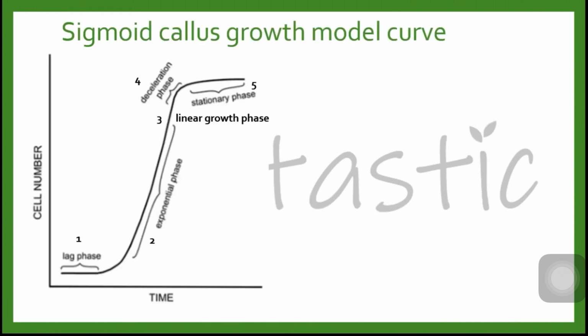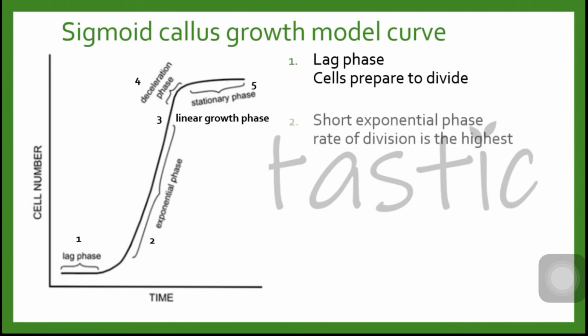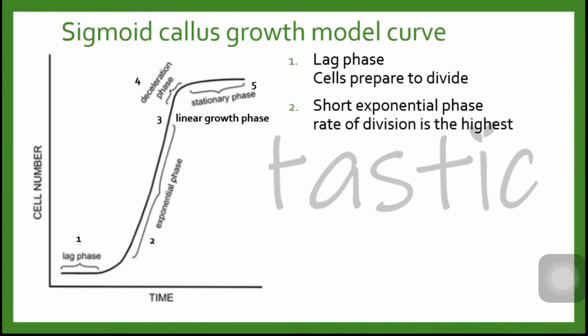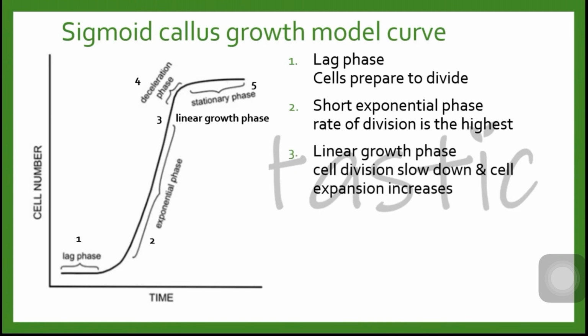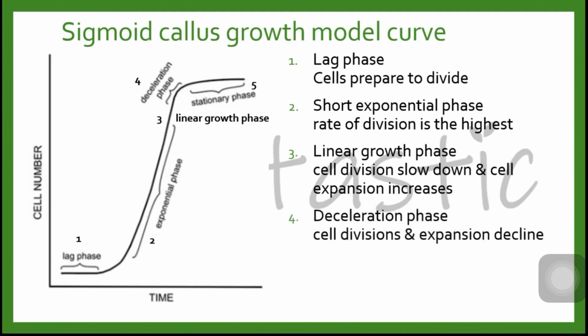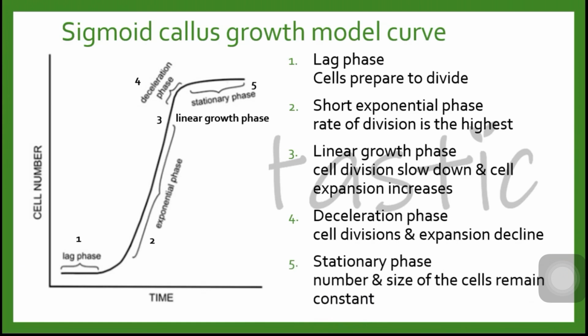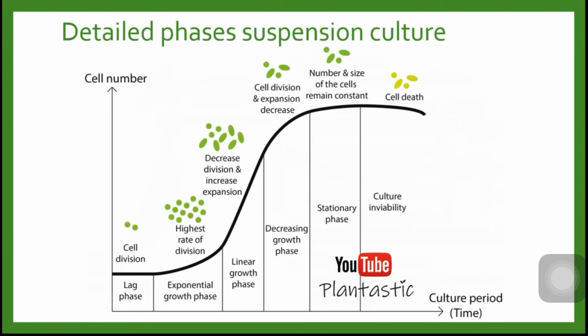This is the sigmoid callus growth model curve, whereby for the first lag phase, the cells are prepared to divide, followed by short exponential phase, in which the rate of division is the highest, linear growth phase, whereby the cell division starts to slow down and cell expansion increases. The fourth phase will be deceleration phase, whereby both cell division and expansion decline. Lastly, it ends up with the stationary phase, in which the number and the size of the cells remain constant. This is the detailed phases of the suspension culture.